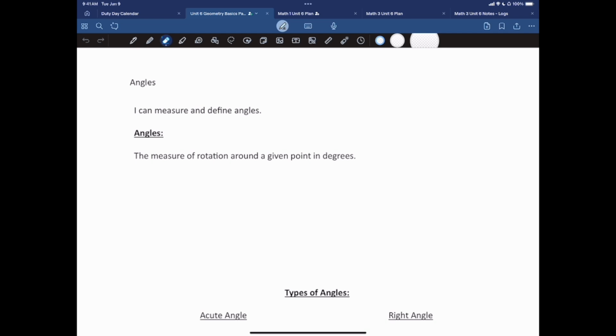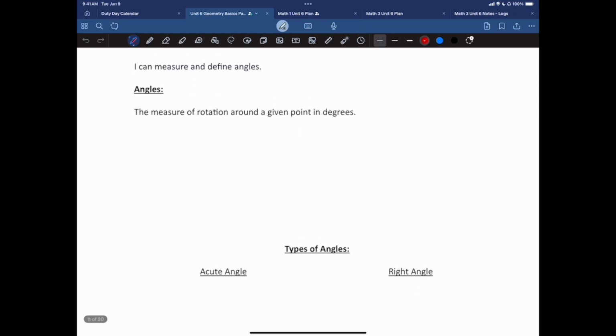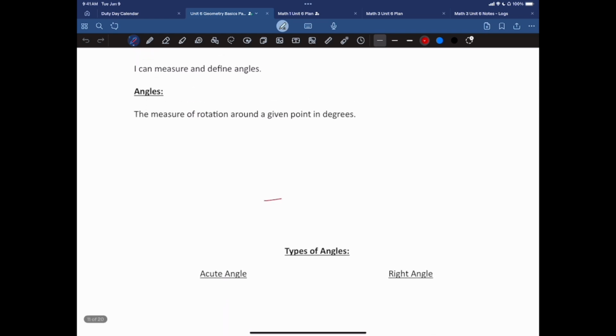So say I have a line that looks something like this. We have another ray or line that goes off that same point. What we're measuring here is this distance right here, like how much we're turning. We're measuring this, and the unit is degrees.